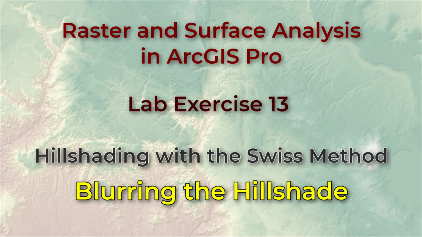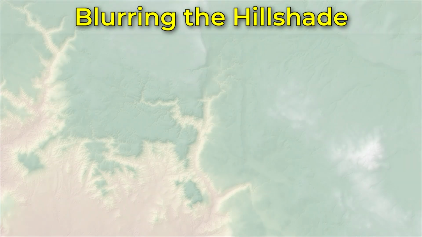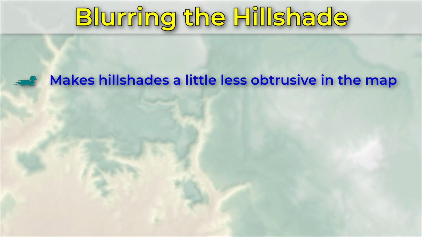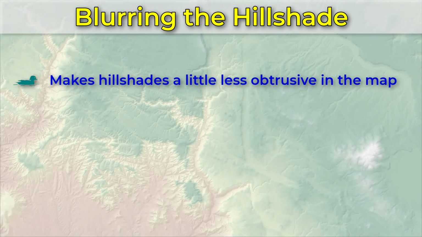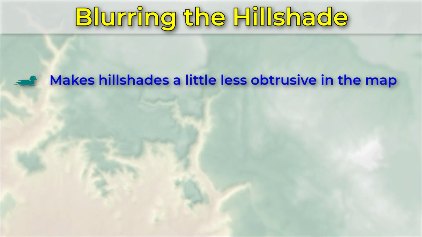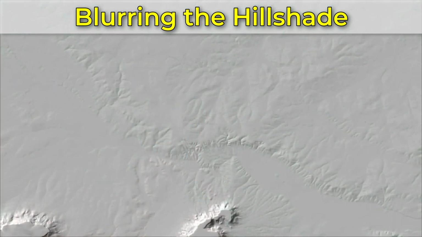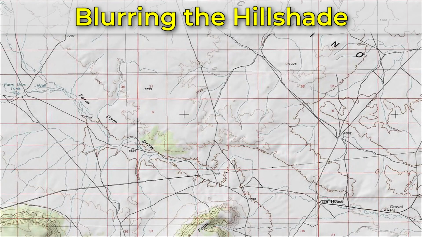Here we're going to look at how to modify the hillshade by blurring it a little bit. This is another one of those Swiss method modifications to hillshades. This one's often used to make hillshades a little more subtle, less distinct in a map. And the USGS uses this method a lot in their online topographic maps.